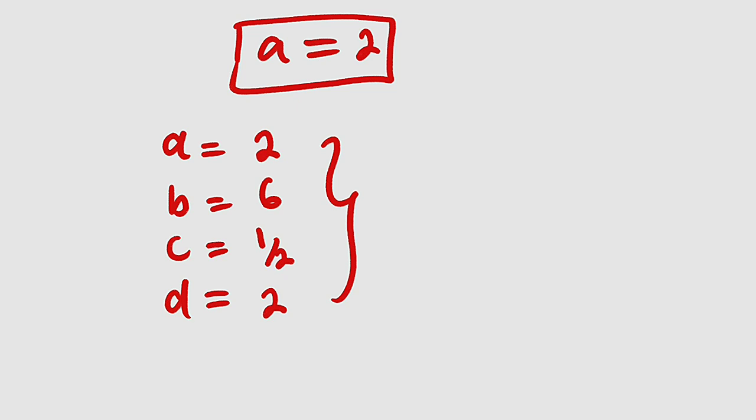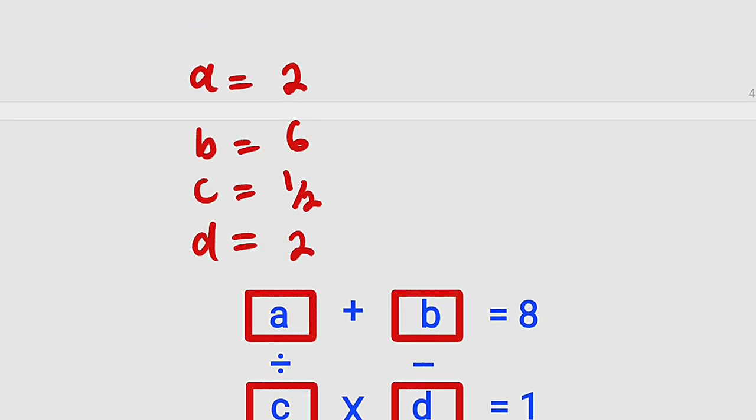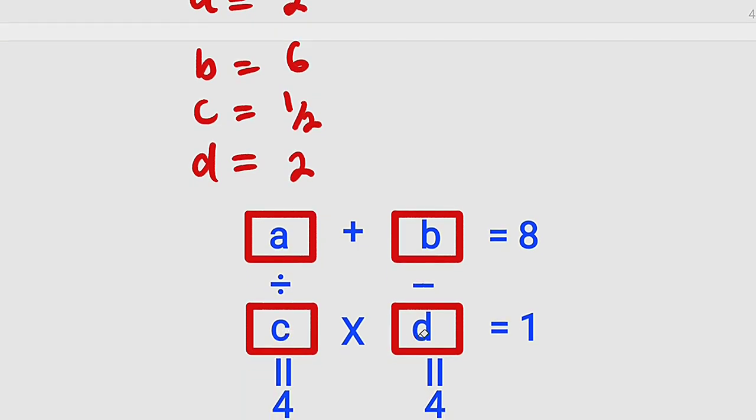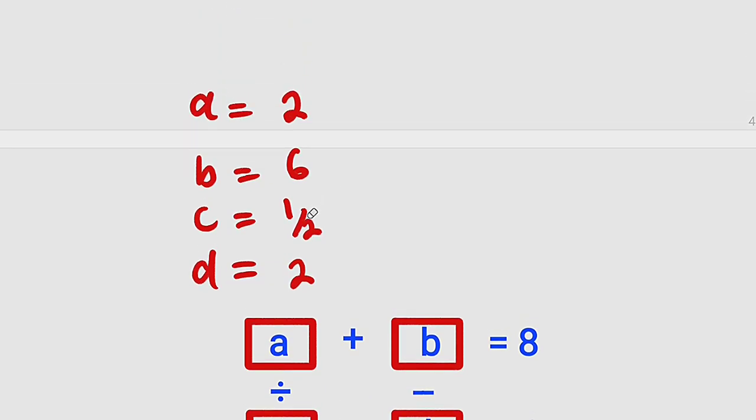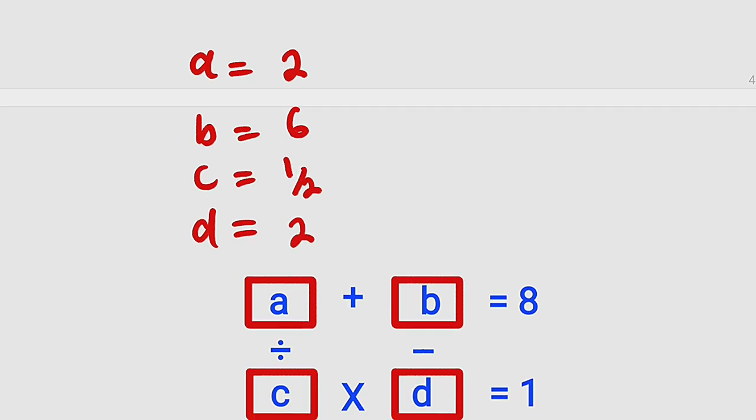Or if you like, you can test it in the main equation to see whether this is true or not. If you consider a plus b is equal to 8, is that true? This is a, this is b. 2 plus 6 is indeed 8. Then c times d is 1. This is c, this is d. 1/2 times 2 is indeed equal to 1.